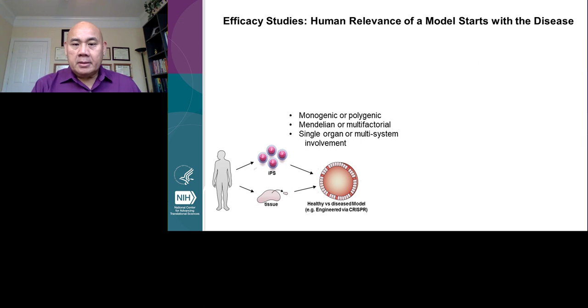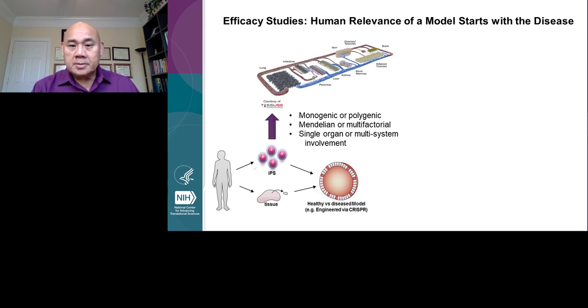So for the disease models, which is the tissue chip 2.0, we're essentially looking at monogenic or polygenic diseases, in either Mendelian or multifactorial, and how this could be modeled in various tissue chips, whether through single organ or multi-system involvement for the disease pathology.